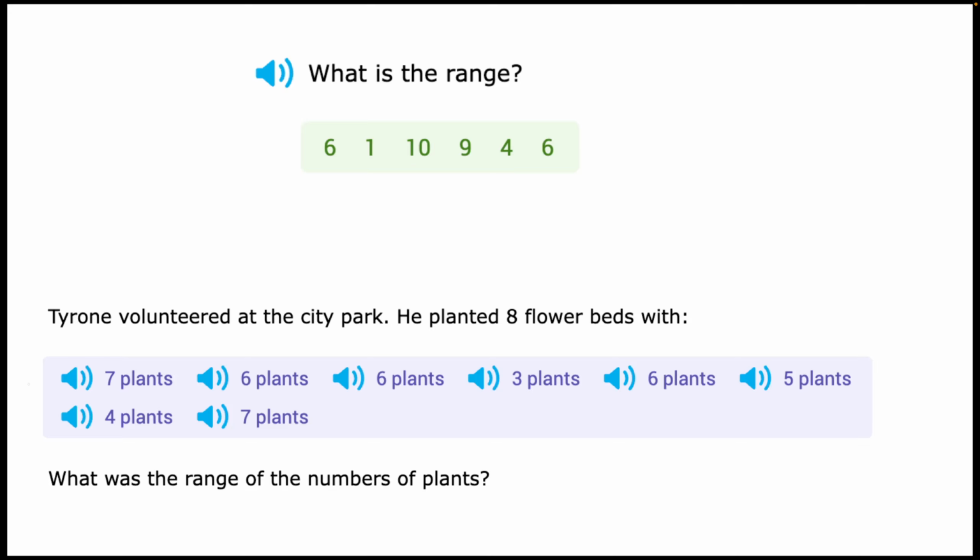Okay, now that you've had time to work these problems, let's check your solutions. For the first problem, here is the work. You should have gotten an answer of 9. And for the second problem, here is the work. You should have gotten a final answer of 4.